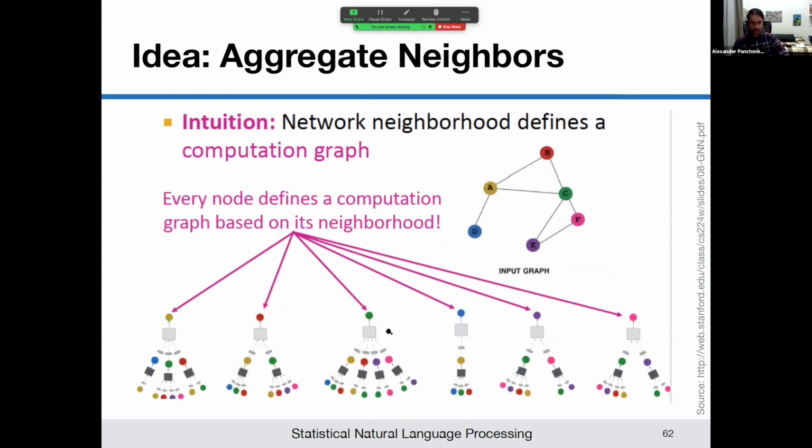All right. And this computational graph is defined with a certain small depth. In this case, it's an ego network of the second order, right? So you take the node and then you take direct neighbors, and then neighbors of neighbors. So you don't go further in the network.